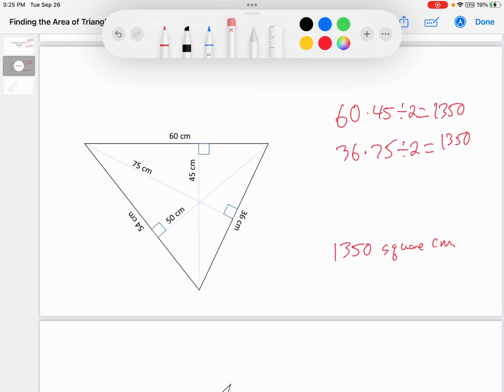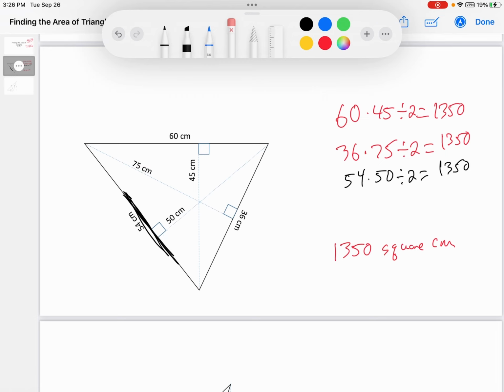However, this is a triangle, and triangles tend to have things in threes. Let's use the third right angle, which is right there. This one goes this way and this way. So the two numbers are 54 and 50. 54 is on the side of the triangle, so 54 is the base, and the height must be 50. Do I have that right as 50? I do. So 54 times 50 divided by 2, since it's a triangle. 54 times 50 divided by 2 is 1,350.